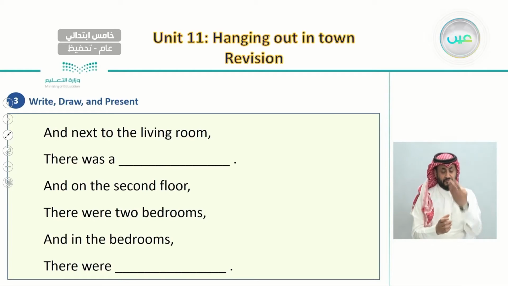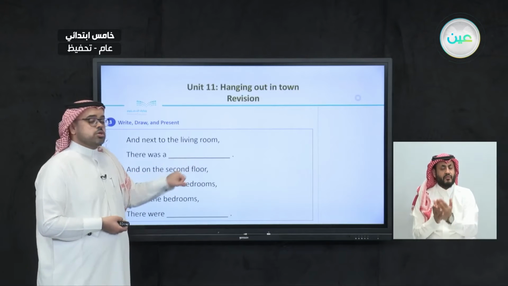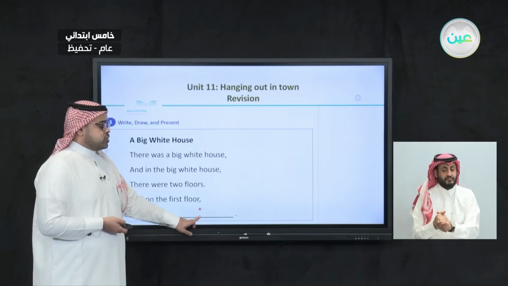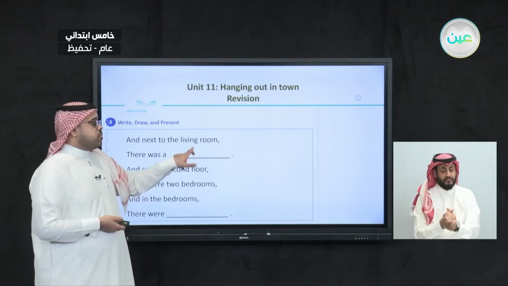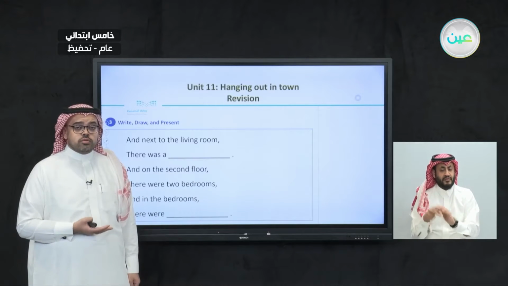So let's continue. And next to the living room that we chose from the first part, there was another room. So what is the second room that we should add here? In the first blank, we said that we're going to use the living room. And what about the second one? What is the other room that we should use?